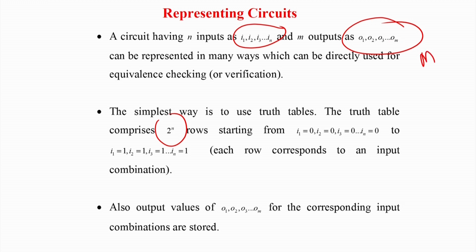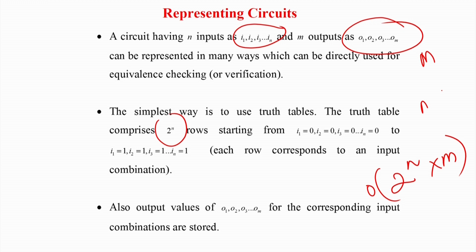So, what will be the size of the table? The size of the table will be equal to 2 to the power n rows, and into m, because that many columns will be there. So we will have this many rows, and columns also. Here m is the output and n is the input.